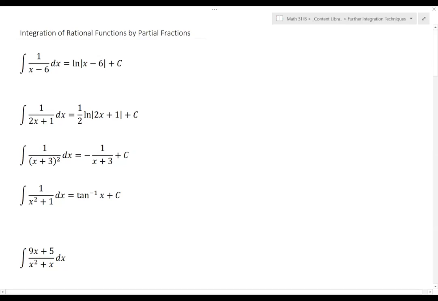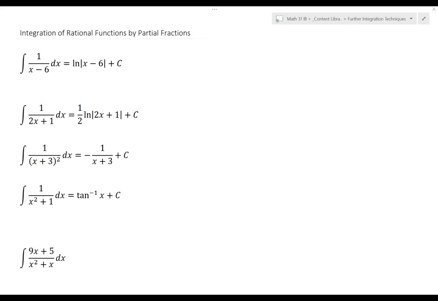Hi everyone. In this video, we're going to look at a technique for integrating rational functions, and that specific technique uses partial fractions. So before we get into the idea of what are partial fractions, let's review some very basic antiderivatives of some simple rational expressions.